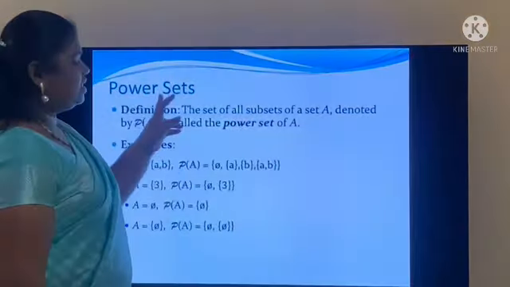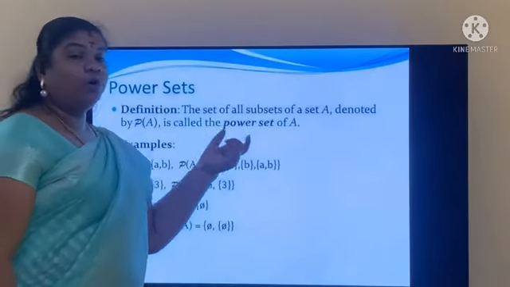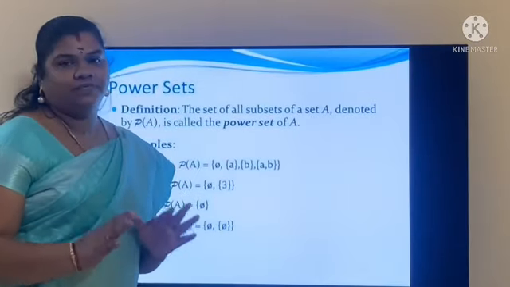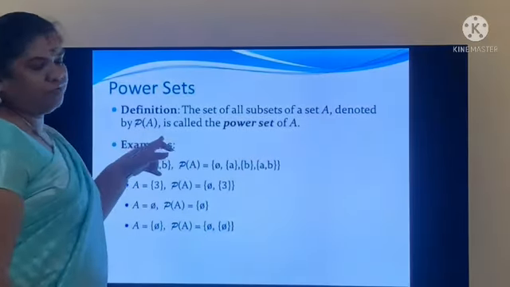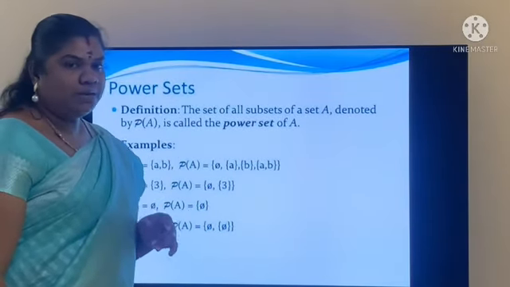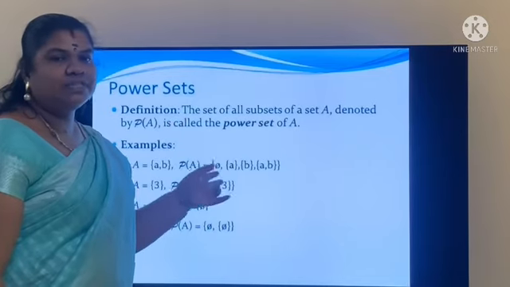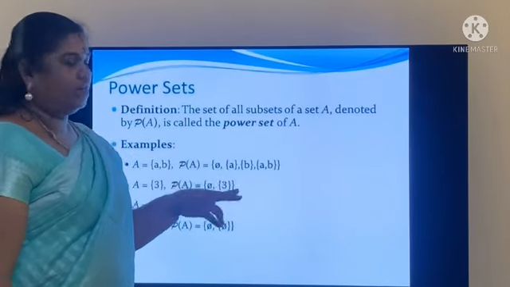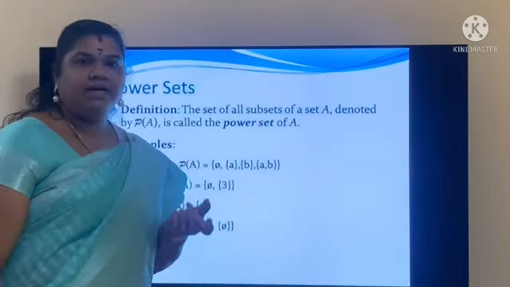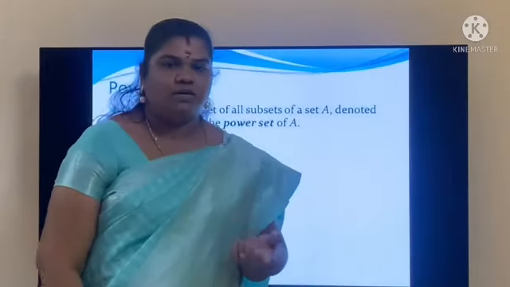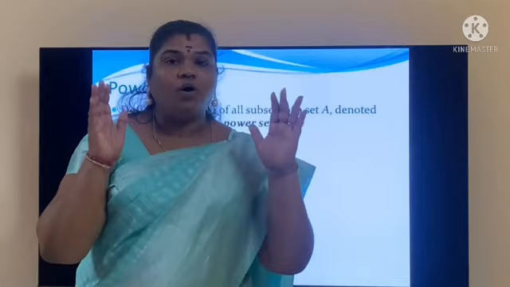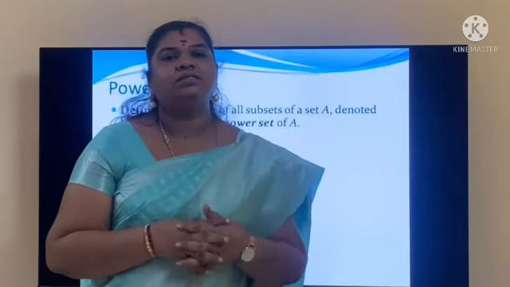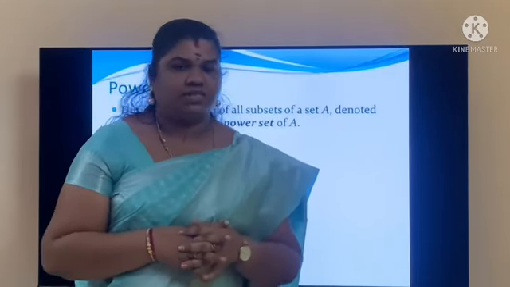Okay, power sets. The set of all subsets of the set is called the power set, and it is denoted by P of A. The cardinal number will be denoted by n of A. The power set will be denoted by P of A. P of A is nothing but the power set. What is a power set? The set of all subsets is called the power set.